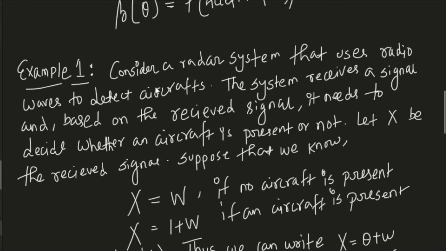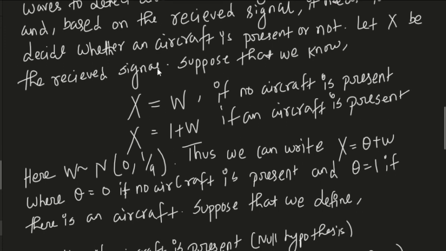So basically, it says consider a radar system that uses radio waves to detect aircraft. So there is a radar system that uses radio waves and it detects whether aircraft are present or not. This is how it works: the system first receives a signal, and based on the received signal, it needs to decide whether there is an aircraft present or not. Now, if X is the received signal, we already know that if X is W, then there is no aircraft present, and if X is 1 plus W, then there is an aircraft present.